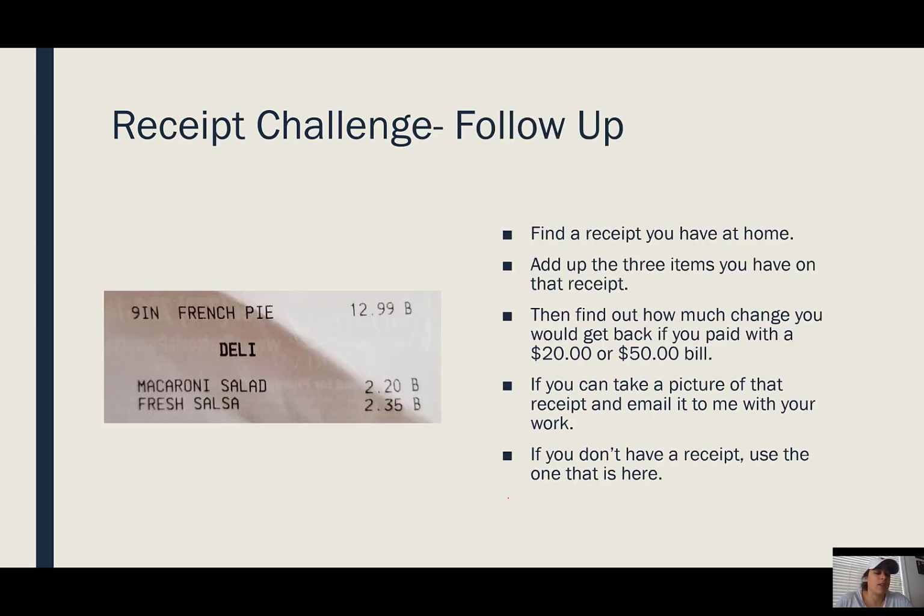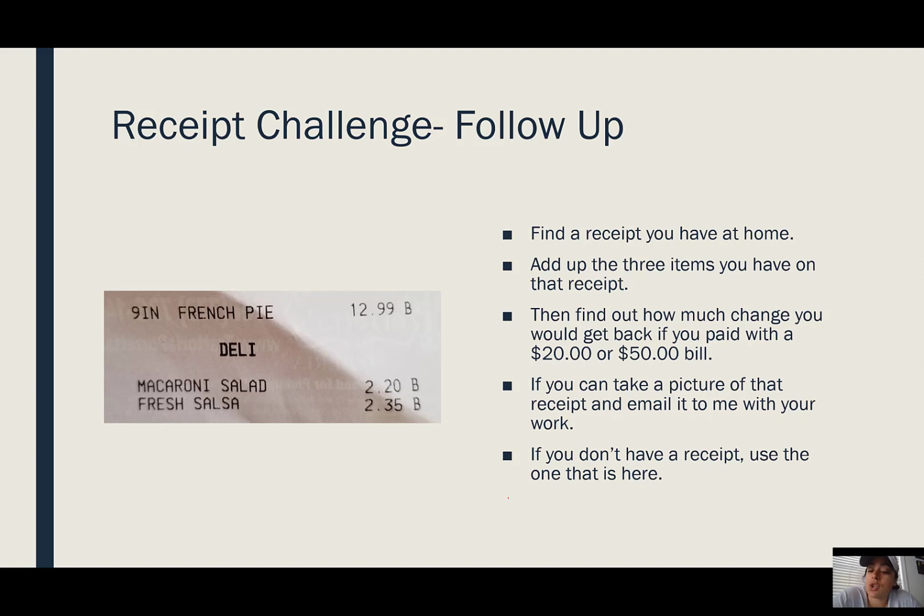So now, I told you to save some receipts if you have them at home. Here is the receipt challenge, okay? Find a receipt you have at home. Add up the 3 items you have on that receipt. Now, if you have more items and want to do it with more items, great. But if there are 3 items on the receipt, you should add them up.